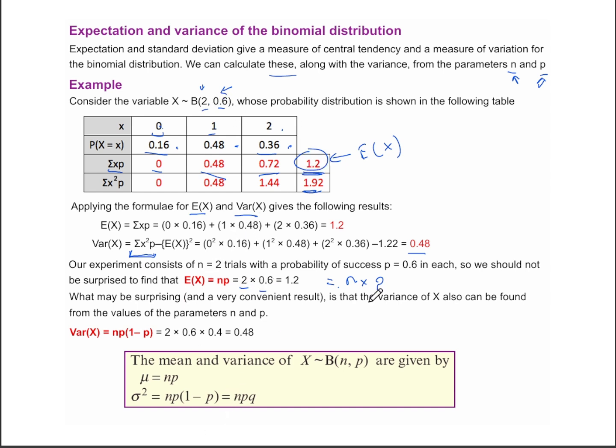On the other hand, the variance as well, you can find with the formula directly with your independent trials and your probability of success. And this time we just multiply the following: our independent trials, which is n, multiplied by the probability of success, which is p, multiplied by the probability of failure, which is 1 minus p. And that will give us 2 times 0.6 times 0.4, which ends up giving us our 0.48.